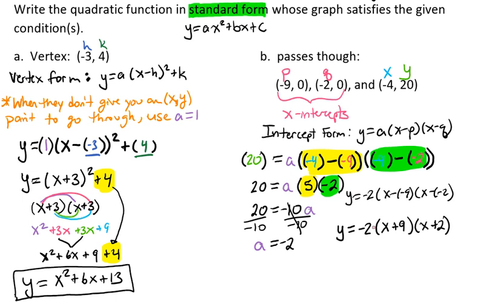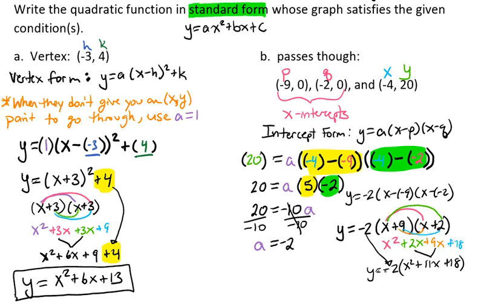So we're going to go ahead and we'll do the first times the first, so x squared, then x times 2, which is 2x, and then 9 times x, which is 9x, and 9 times 2, which is 18. So we'll combine our like terms, get x squared plus 11x plus 18. But remember, our -2 is still out there. So -2 times all of that.